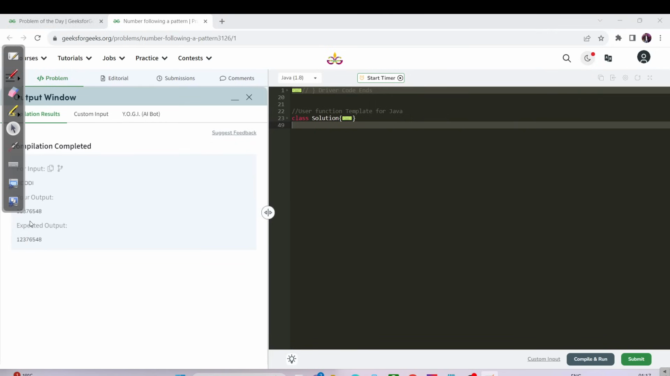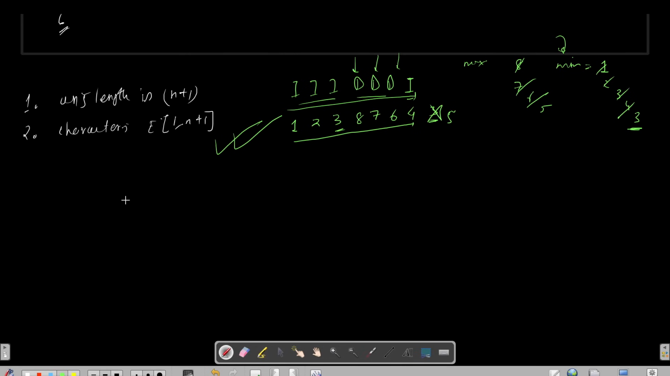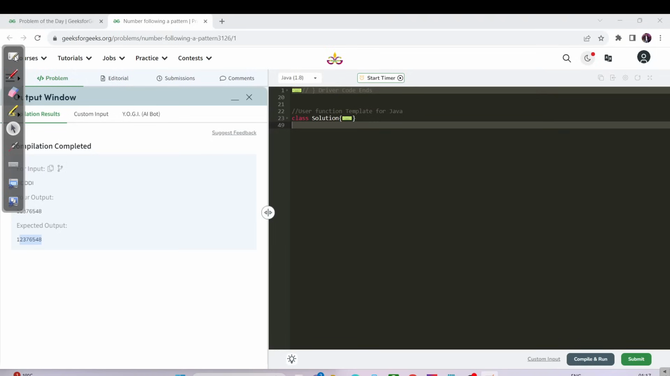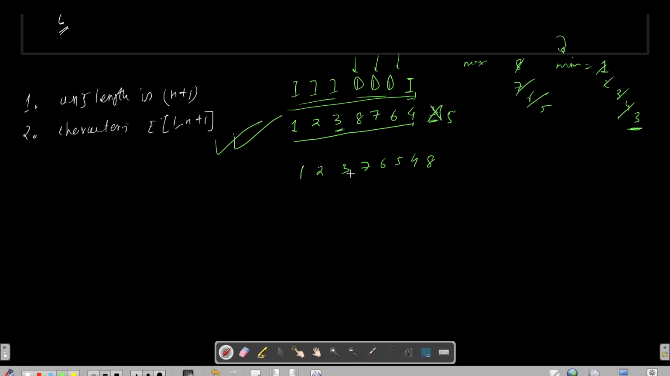So you can see my output is 1, 2, 3, 7, 6, 5, 4, 8. Okay, so that's the solution written. So what is the expected output? We need to say 1, 2, 3, 7, 6, 5, 4 and then 8. Correct. Okay, so can we devise some pattern?